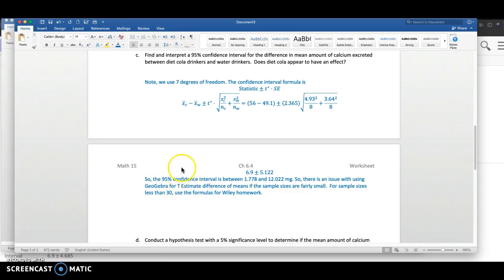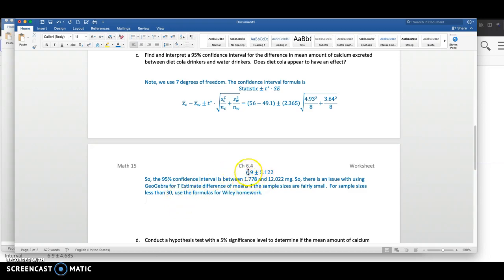And I'm also going to drop, I think I've decided upon 6 homework assignments. Again, because there's a discrepancy here, I'd like you to be able to use GeoGebra or the formulas, but there's a discrepancy in chapter 6.4, unfortunately.